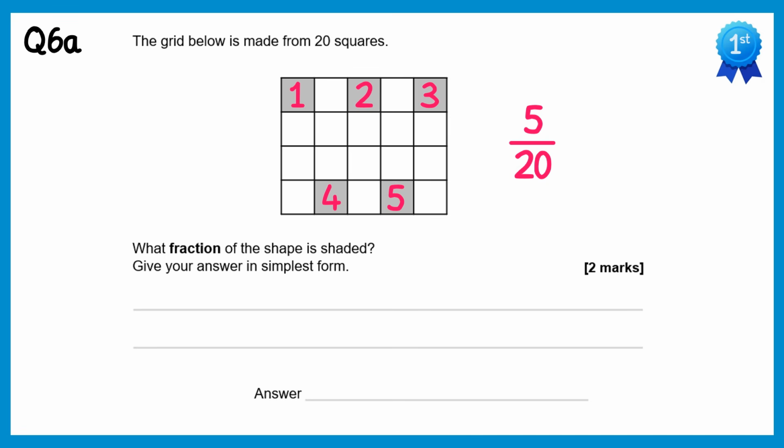Now the question does also ask us to give our answer in simplest form, so we need to find a number that divides into 5 and 20. Now that would be 5. So let's divide them both by 5. 5 divided by 5 gives you 1, and 20 divided by 5 gives you 4. So the simplest form answer is 1/4.